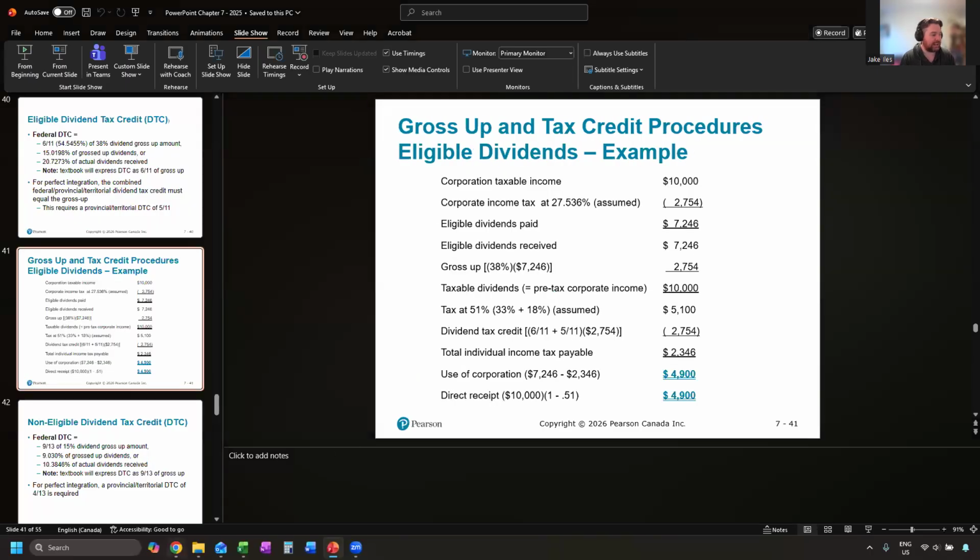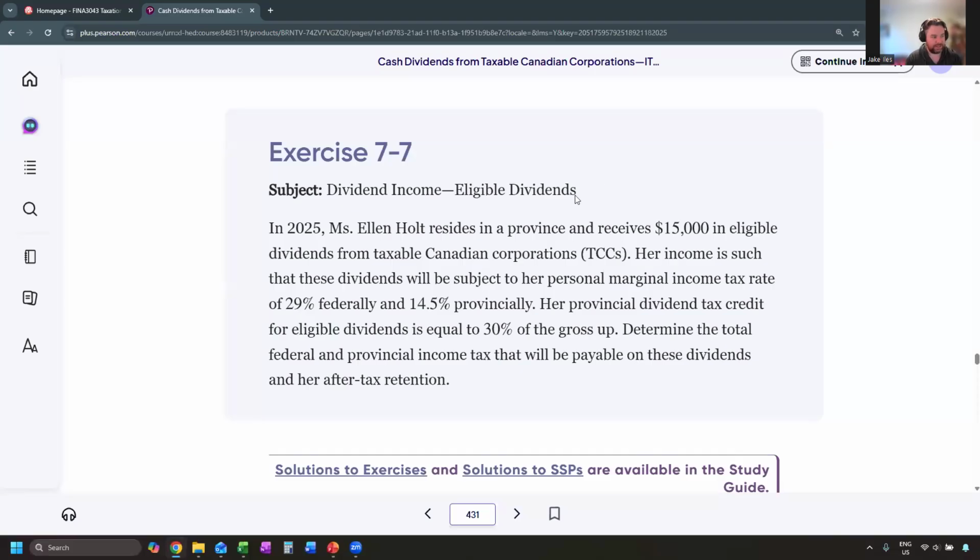So let's do the exercise for the eligible dividends. In 2025, Miss Holt resides in a province and receives a $15,000 eligible dividend from a Canadian corporation. Her income is such that the dividends are subject to a personal tax rate of 29% federal and 14.5% provincially. Combined, Holt pays 43.5% taxes.